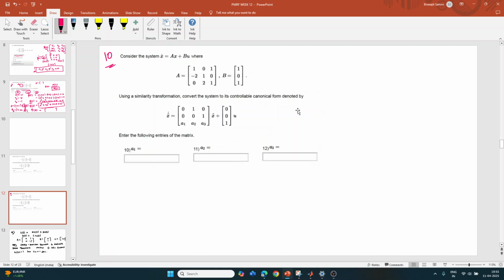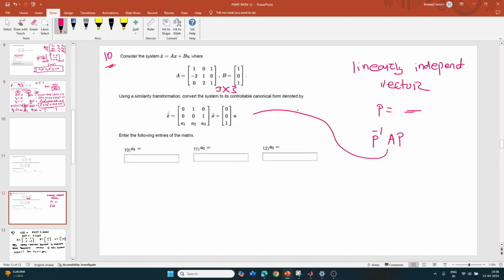For the matrix that is given to you, you need to find out how many linearly independent vectors there are. Because this is a 3 cross 3 matrix, you need to find the linearly independent vectors from it. Once you find those vectors, they are given by the P matrix. Then you apply the linear transformation P inverse AP, and this P inverse AP is converted into the canonical form.